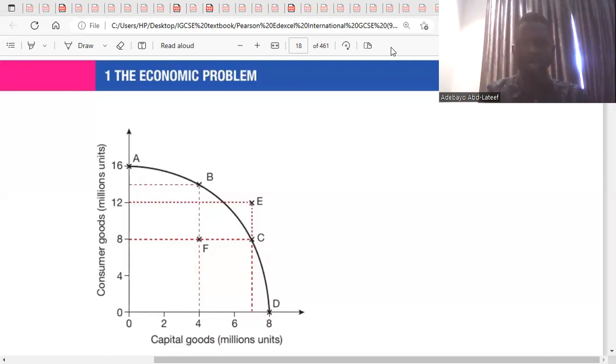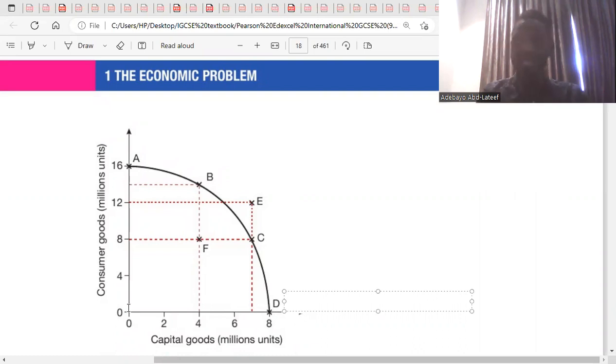Okay. Then we go to point D. At point D, the economy will be able to produce fully 8 million units of capital goods, which means 0 units of consumer goods will be produced at point D.